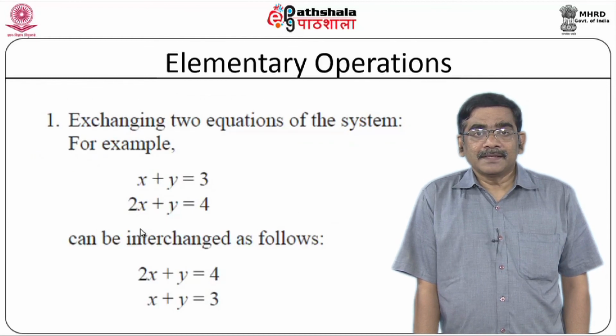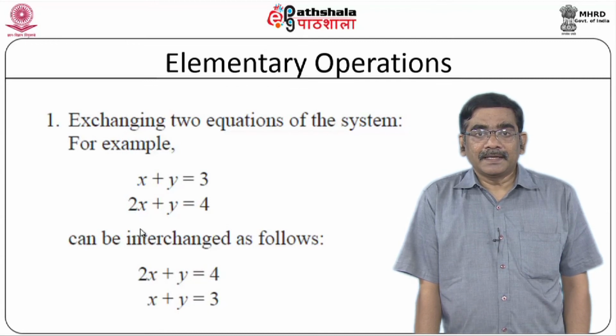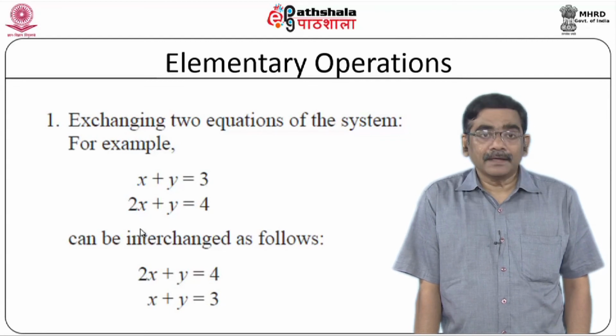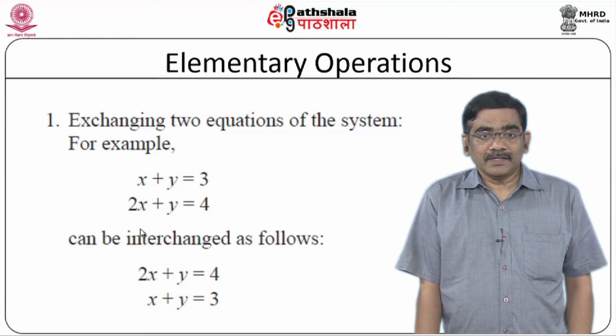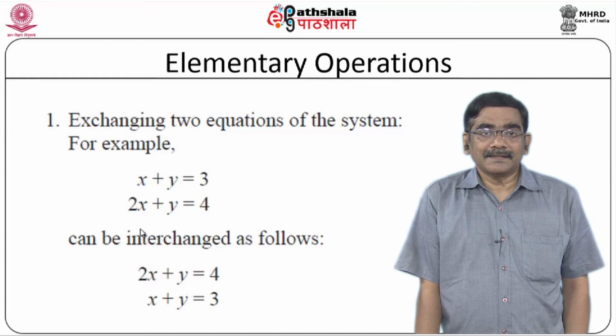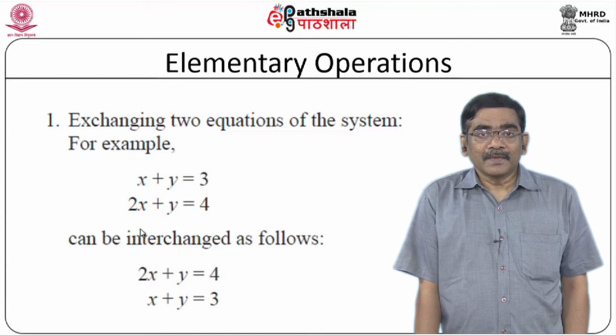For this we have to do some manipulations. These manipulations are called elementary operations. The elementary operations involved in Gaussian elimination are like this. The first operation is called exchanging operation, where if we have two equations like this, x plus y equal to 3 and 2x plus y equal to 4, then we can interchange these two equations like this. Exchanging equations is necessary to avoid zero coefficients and coefficients of very small value.